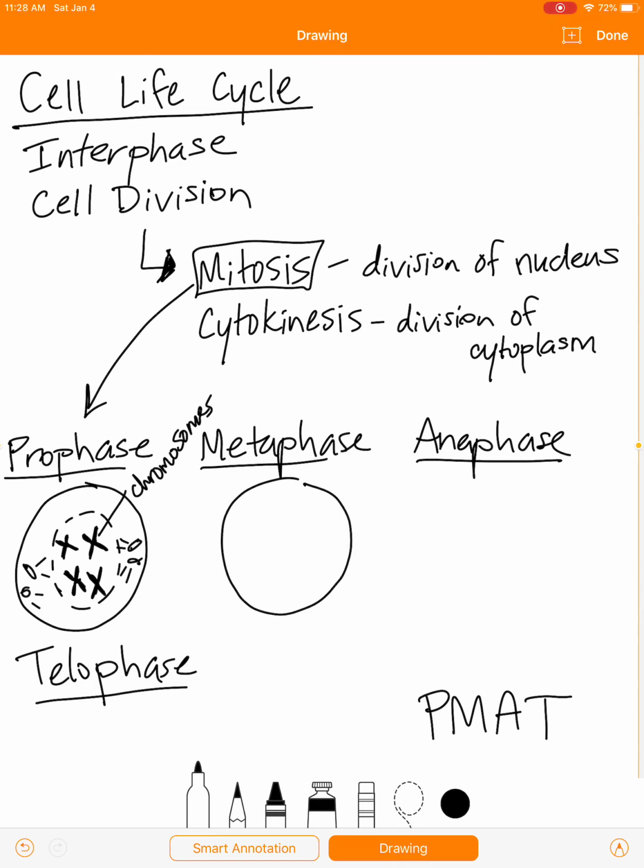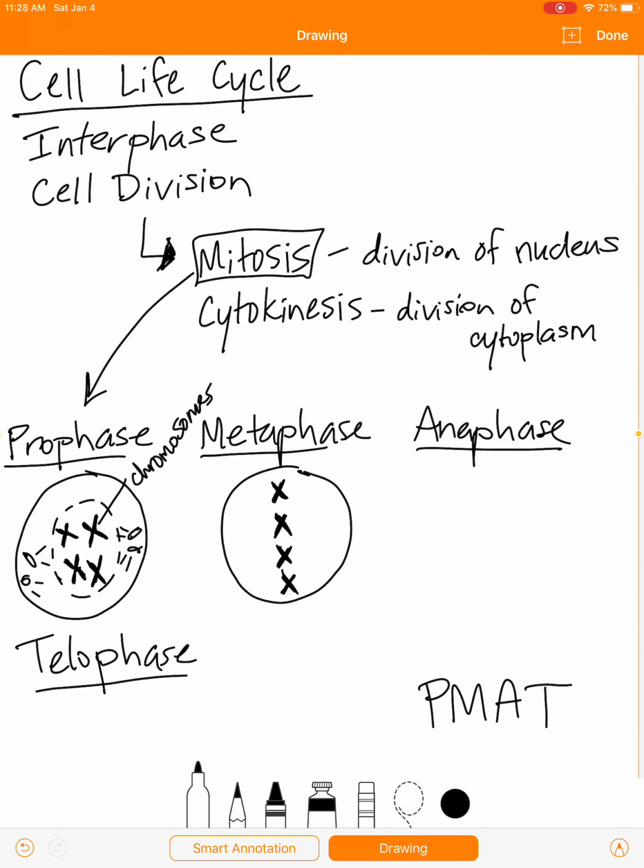Okay, so that is the second phase here. During metaphase, the major thing that will happen is those chromosomes are going to line up down the center of this cell along a structure called the equator, also known as the metaphase plate. The reason they're lining up is that it makes it nice and easy to split them in half.